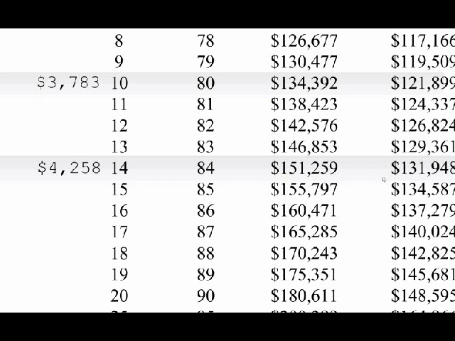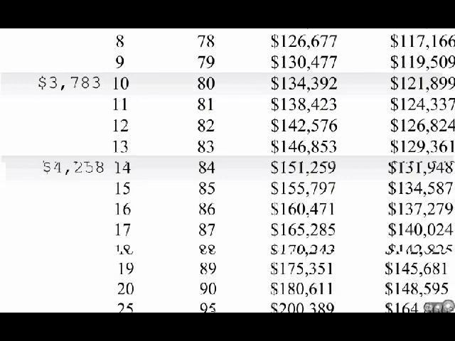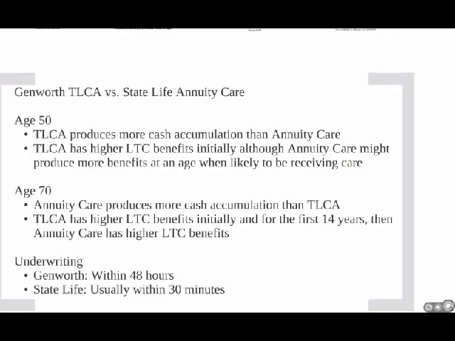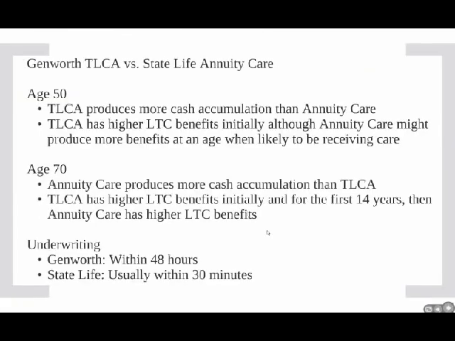The conclusions that I came to was that at age 50, the Genworth product has more cash value than the Annuity Care, and it has long-term care benefits that are higher. However, the Annuity Care product might have more long-term care benefits at an age when the person is likely to be receiving long-term care. So if they're looking to really max out long-term care benefits, they may want to consider the Annuity Care option, even though it would be less accumulation value on the account side. But it's whatever is more important to them.